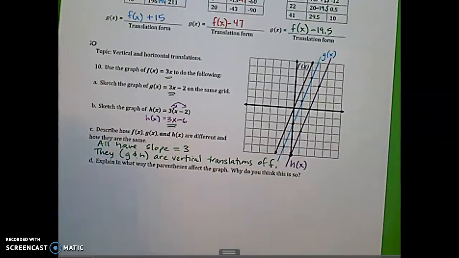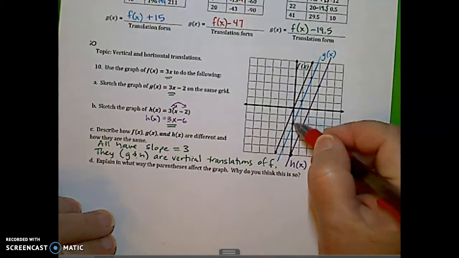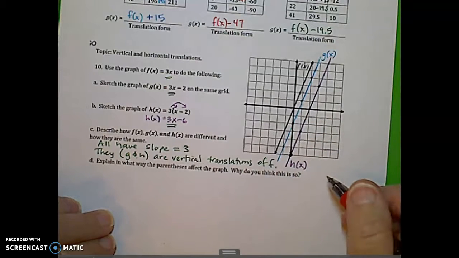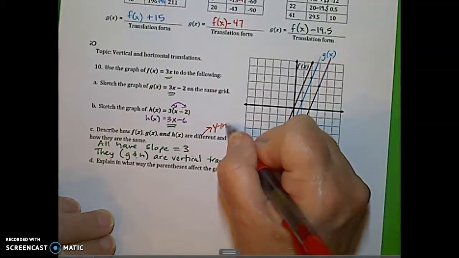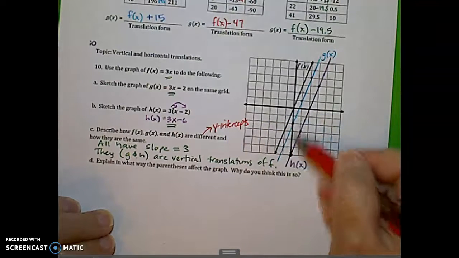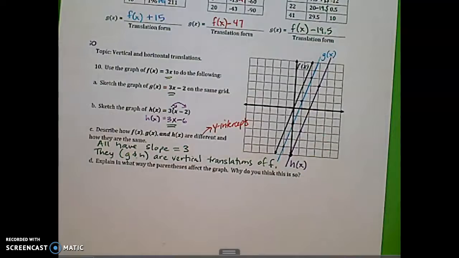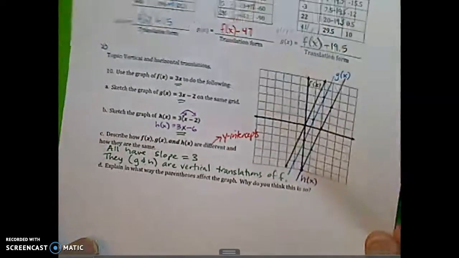And let's see, what is different? What is different about them is, pretty obviously, we can see here they have 3 different y-intercepts. So what's different is the y-intercepts. The y-intercepts are 0, negative 2, and negative 6. Alright, I think that's pretty good there.